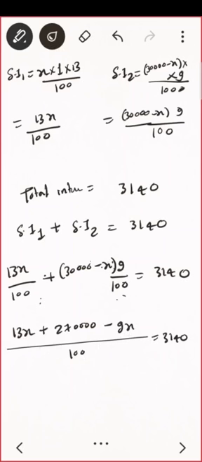13 minus 9, that is 4x, so it will be 4x equal to 314000 minus 27. Correct? Subtract and get the value of x. Okay, x is equal to 11,000.